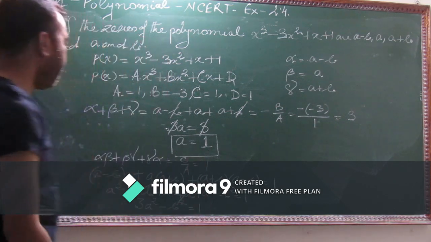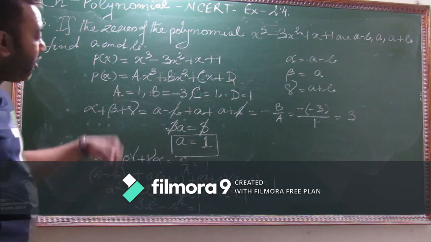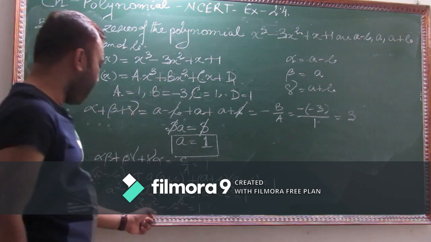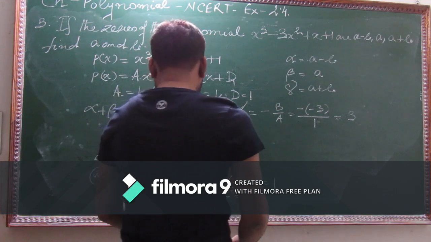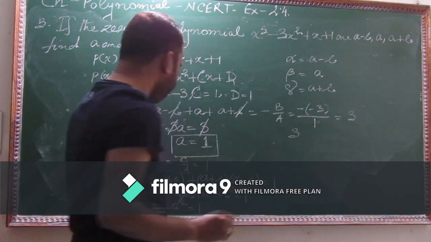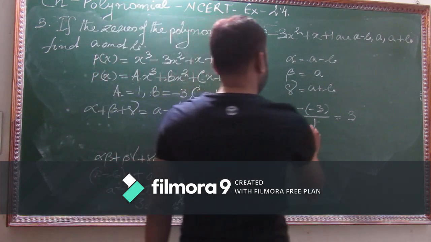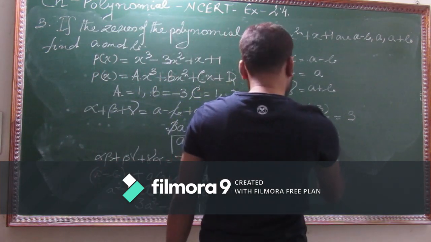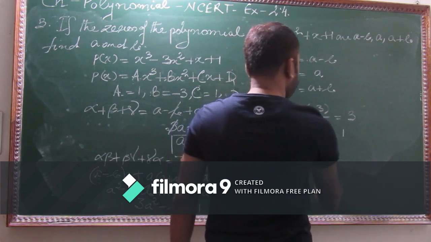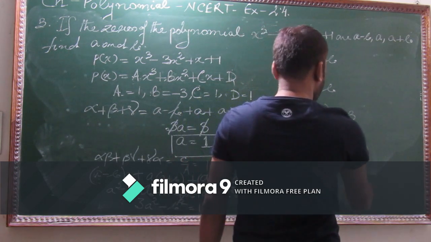Now I already got the value of A is equal to 1, so I am going to put it here. If I put the value of A as 1, I get 3 into 1 square minus B square is equal to 1. This is 3 minus B square is equal to 1.